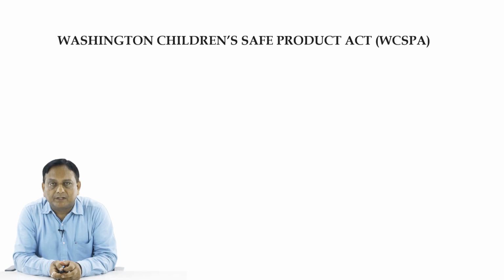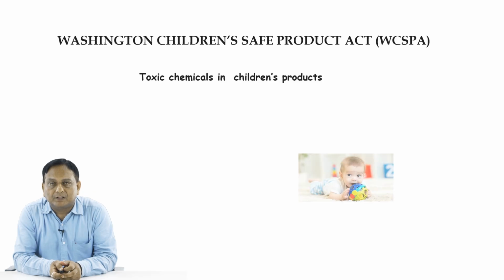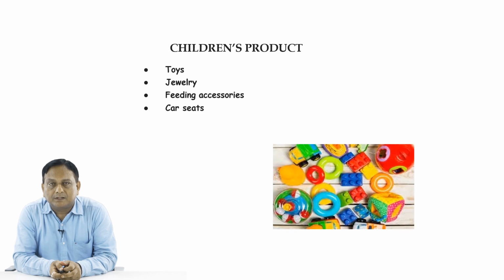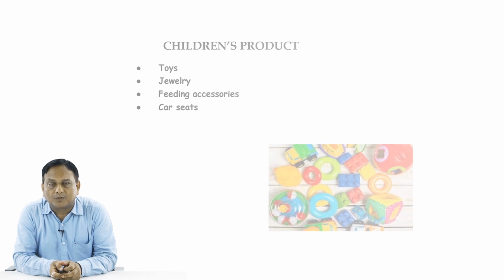Now, the Washington Children's Safe Product Act, WCSPA, what is that? It talks about chemicals in children's products, as shown in the figure. Children's products include toys, jewelry, feeding accessories, and car seats. All these things are covered under children's products.